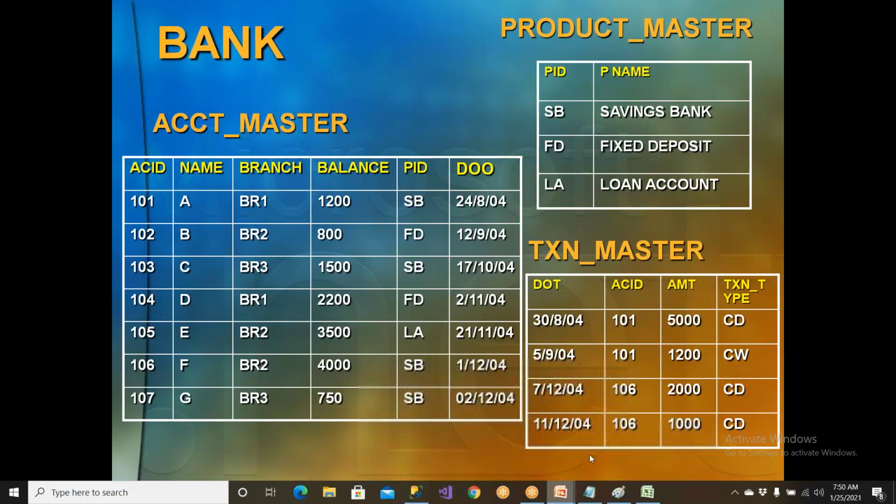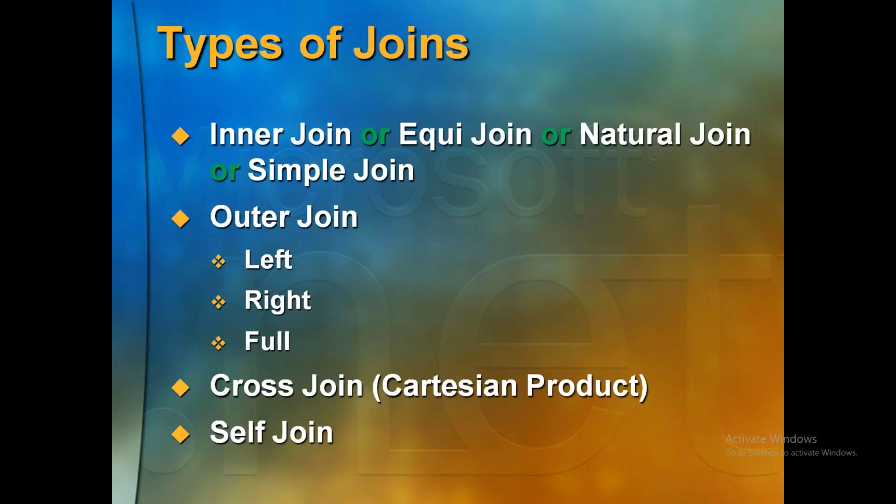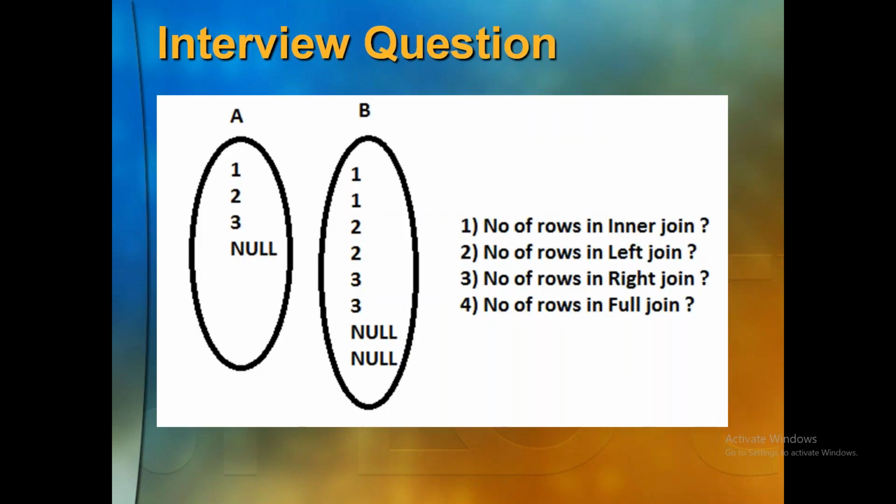So tomorrow we'll see some more examples, and before going, let me give you one interview question. This is my table: 1, 2, 3, null, and 1, 1, 2, 2, 3, 3, null, null. You need to tell me tomorrow the number of rows in inner join, left join, right join and full join. Am I clear? These are compulsory interview questions. These are asked in all the interviews. They'll give you two tables and they'll ask you like this.